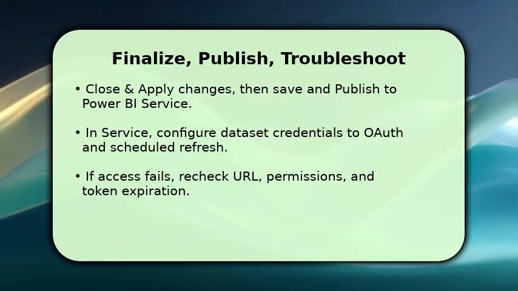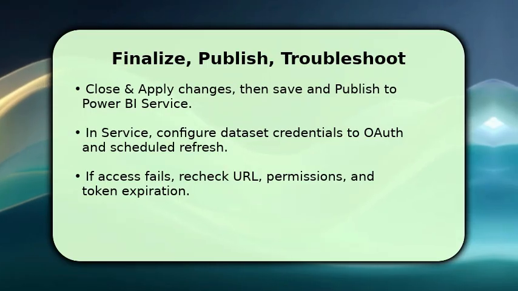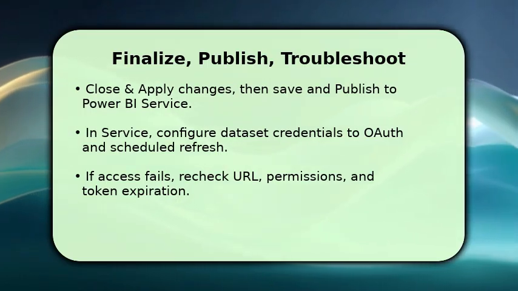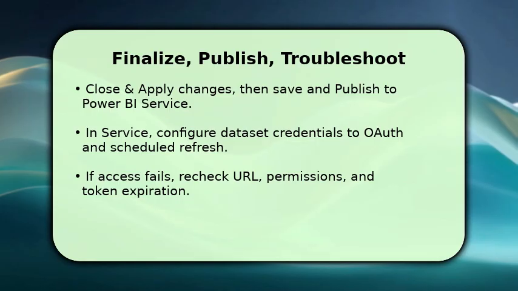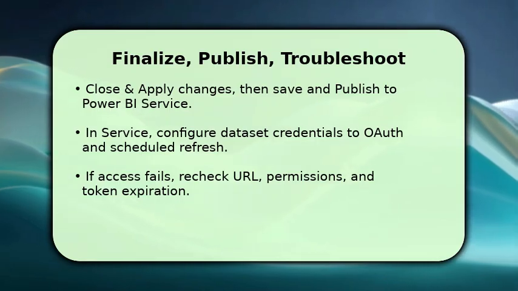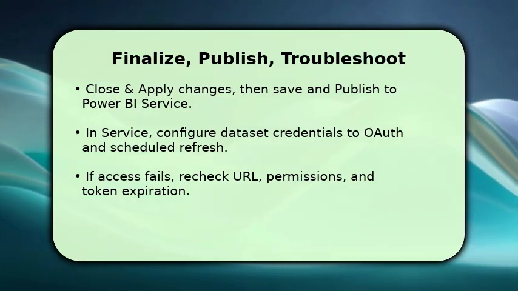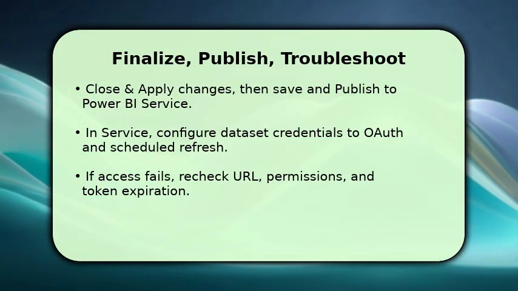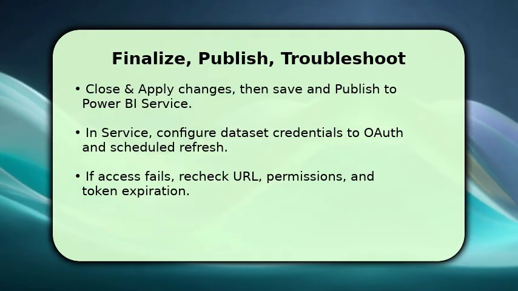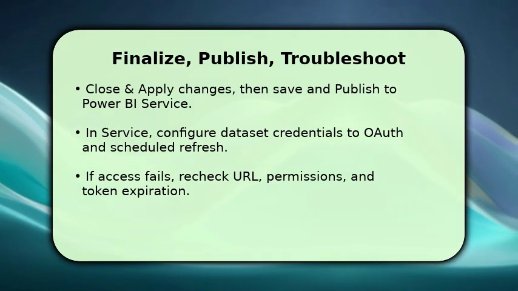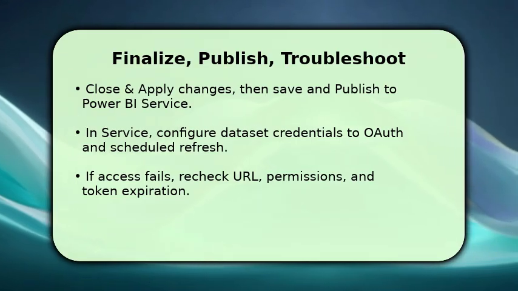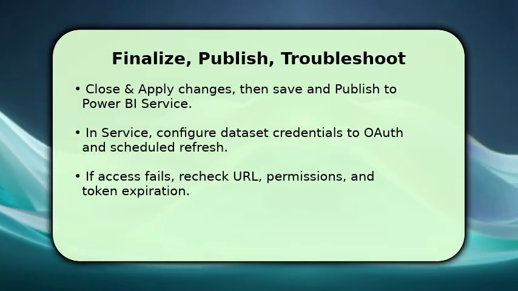In the service, open Dataset Settings, set credentials to OAuth or Organizational, and enable scheduled refresh with an appropriate gateway if needed. If something goes wrong, first recheck the SharePoint URL and folder path. Then confirm your account still has access and tokens haven't expired. Re-sign in to refresh credentials and retry the refresh.